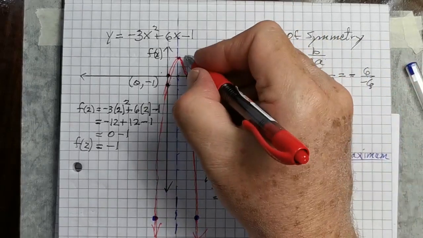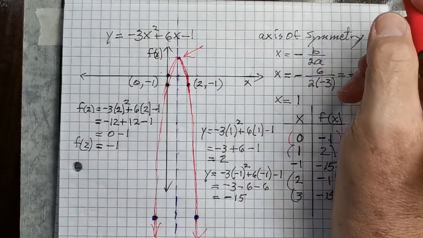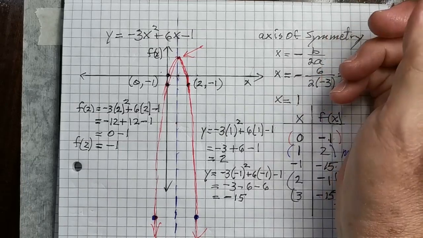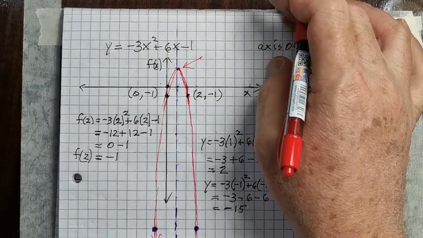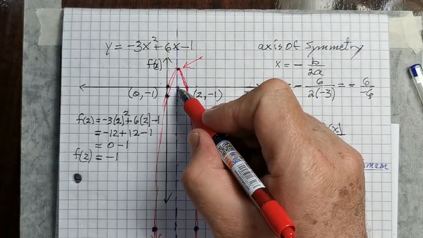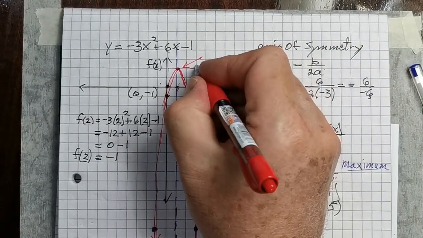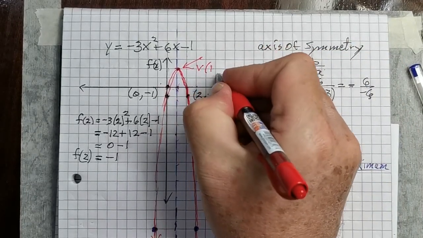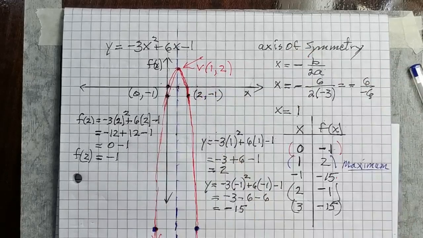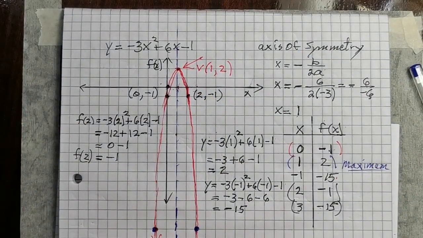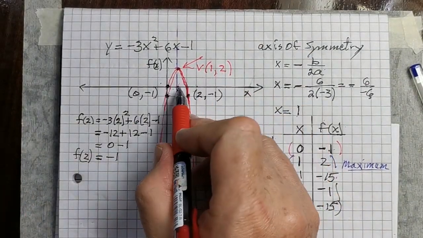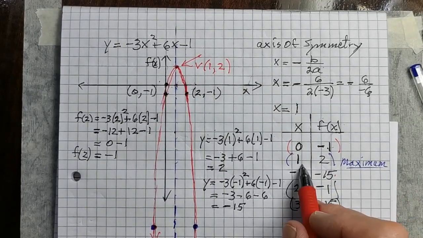And this is our maximum right here. Specifically, they asked us to name the vertex. What is the vertex? The vertex is the point 1, 2. Okay? So that's the first part of our answer. Vertex 1, 2, which we identified right here.